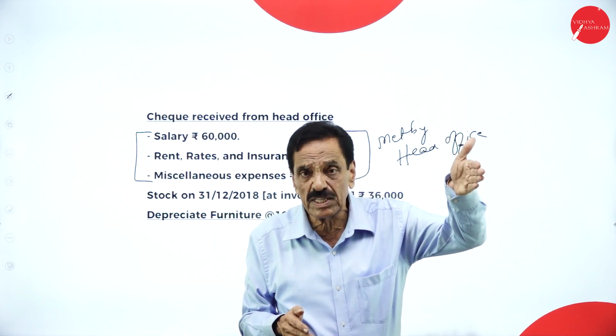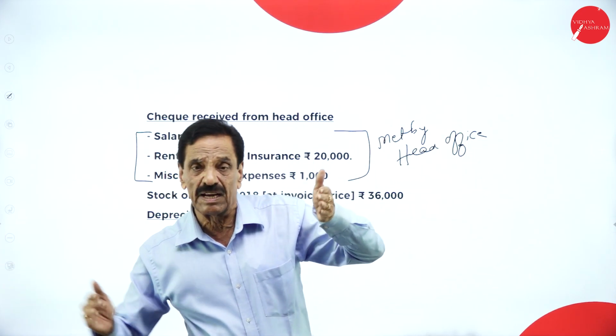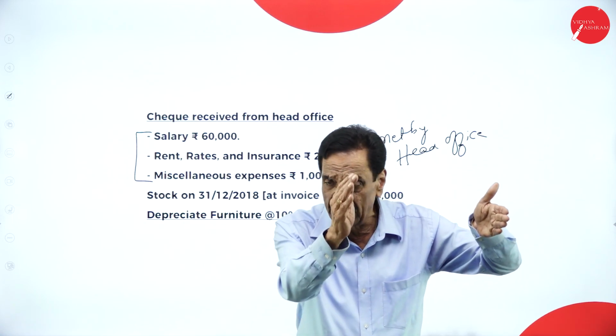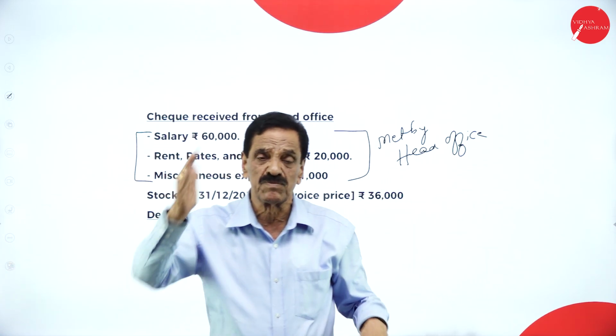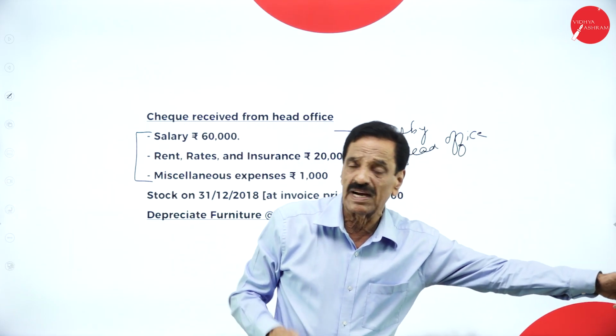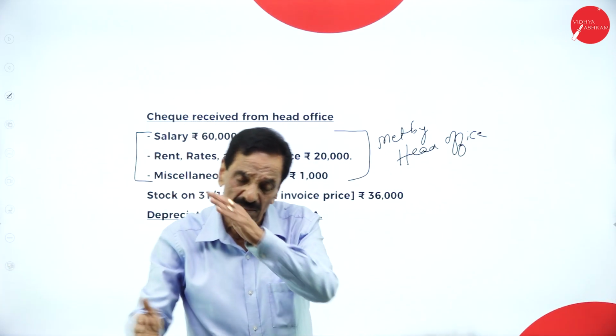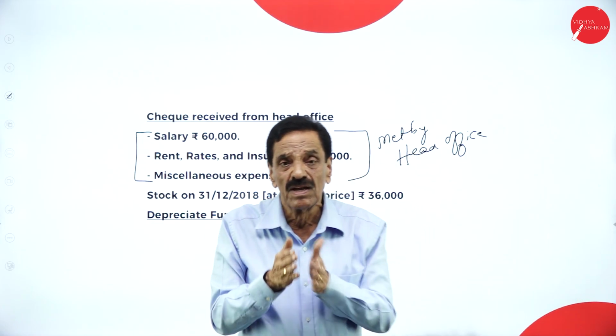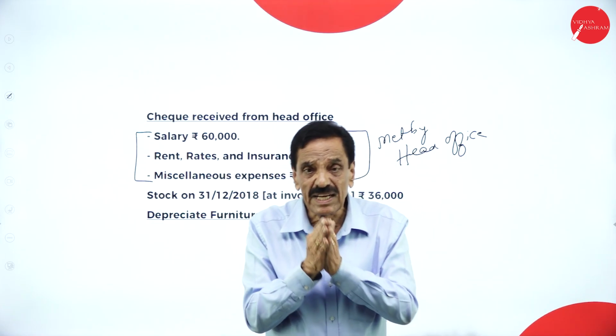Opening stock at invoice price, stock reserve on the credit side. Goods sent to branch, debit side, stock reserve on the credit side. Goods returned to the head office, credit side, stock reserve debit side. Closing stock on the credit side, stock reserve on the debit side. I will repeat. You have to calculate the stock reserve.